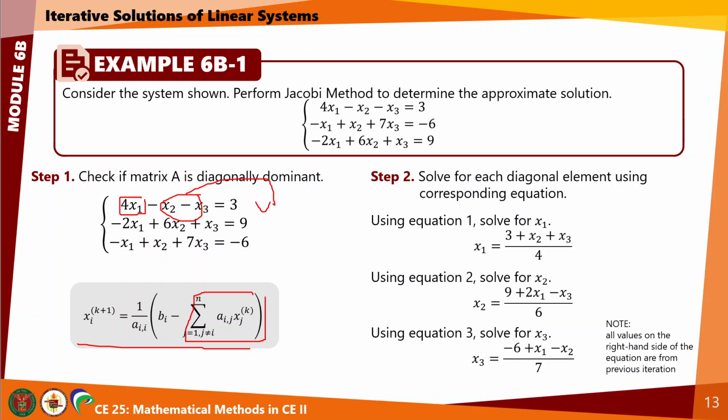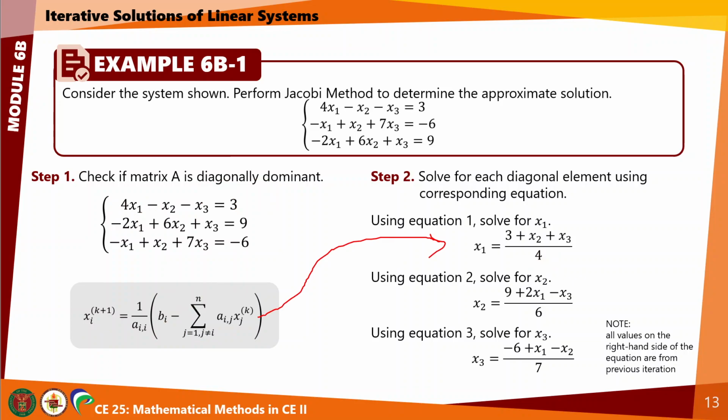Okay, and then yung coefficient ng x sub I, yung diagonal element natin, which is a sub I, sa case na to is 4, yun yung gagamitin natin dito. Kaya may over 4 dito. Okay, si b sub I is si 3. So 3 plus x sub 2 plus x sub 3 over 4. So this is actually for the first equation, for the first row.